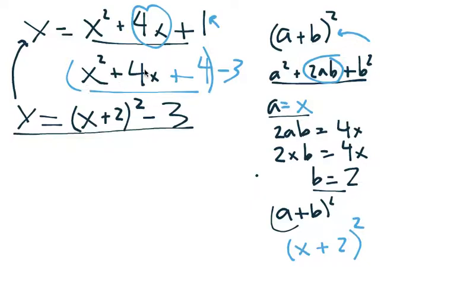So what is the vertex in this case? It's minus h, so this is actually negative 2. And it's plus k, so it's just whatever is here, so it's negative 3. So that would be the vertex of this equation. Okay, so let's go to another one.